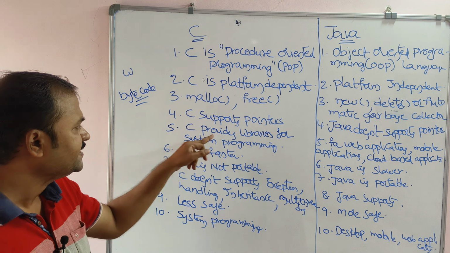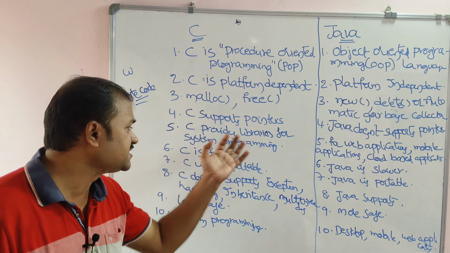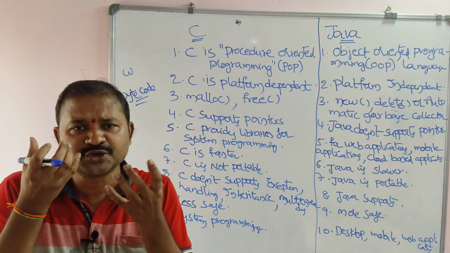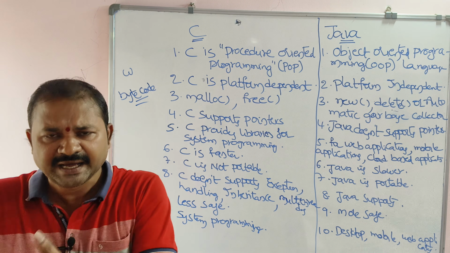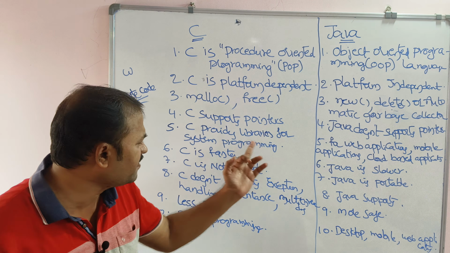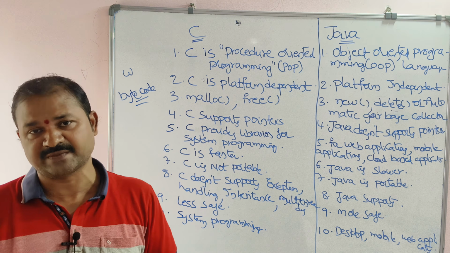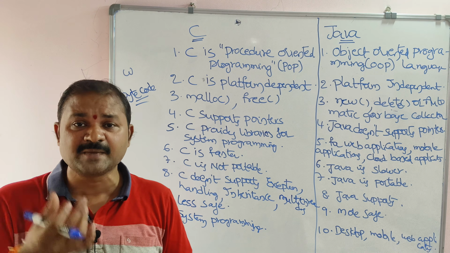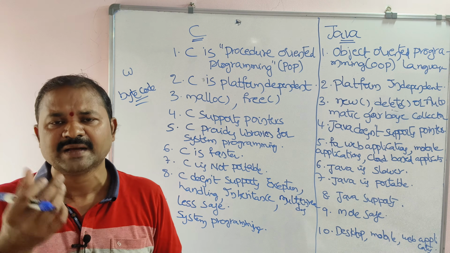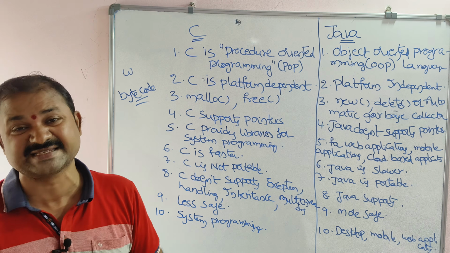Next point, C provides libraries for system programming. System programming means operating system programming. In order to use the operating system in an effective manner, we can develop so many programs. All those programs are called system programs. Operating system is a system program, assembler is a system program, debugger is a system program, and so on.